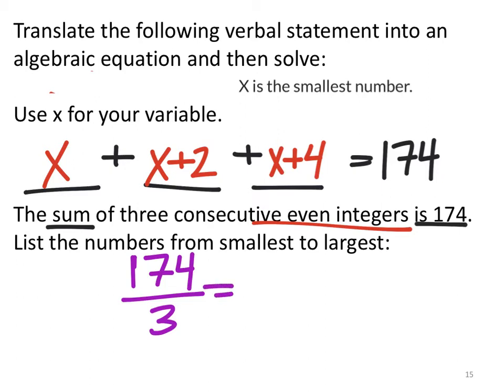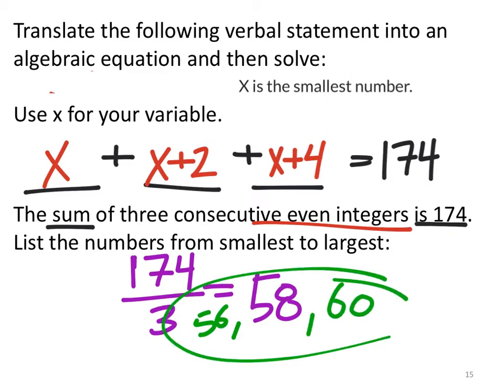Well, what does an average tell us? Sorry, let me do this actually. It should be 58 right there. So 58 is the average of the 3 numbers. Well, what is an average? It tells you the middle. So right now, the middle number is 58, which means that the next lowest even integer would be 56, and the next highest one would be 60. Now, if I've done that right, that should be the answer right there, 56, 58, and 60.